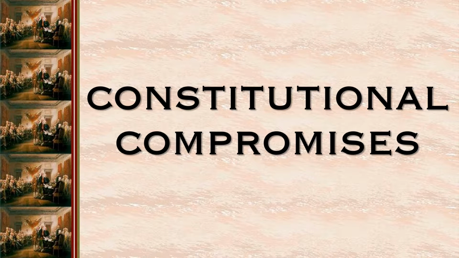This is the first of 4 video lectures on the United States Constitution. In this video lecture, we're going to examine the compromises over representation at the Constitutional Convention. The other 3 lectures will look at different aspects of the American system of government.